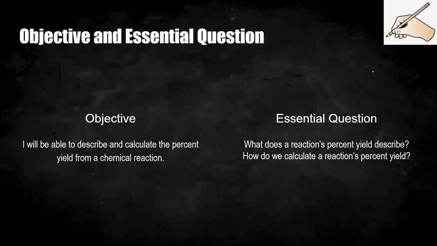Let's talk about percent yield. Here are our objective and essential question. Again, I encourage you all to take time and pause the video to record anything that you need on this video in your notes. So our objective today is to be able to describe and calculate the percent yield from a chemical reaction. And the essential question you all should try to answer in the summary at the end of your notes after watching this video is, what does a reaction's percent yield describe? And how do we calculate a reaction's percent yield?